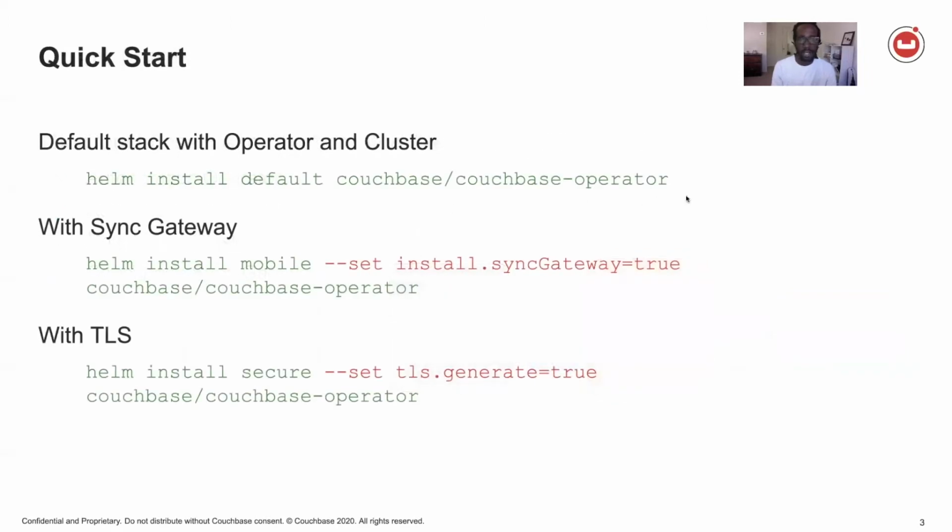The default stack, if without any customizations you just did an install of the Helm chart, you would get the operator with the cluster. If you wanted to also include Sync Gateway, you can set an override to install Sync Gateway true. And if you wanted to also include TLS, you can set TLS generate. This will generate certificates for you. It's really good for testing out secure deployments. You don't have to create all of your CA certificates and then the client certificates and keys as well. It does all that for you and applies it to the Couchbase cluster in a real simple way.